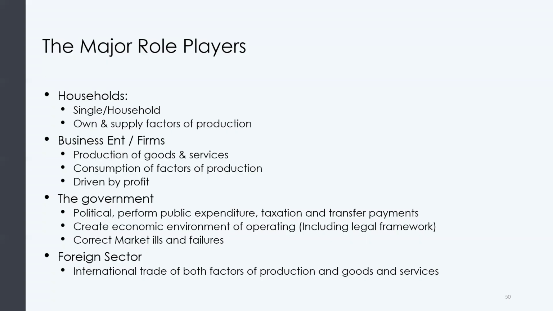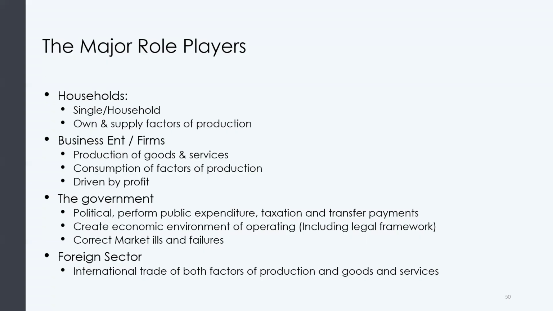So what have we learned there? We are saying that the factors of production needed to produce the different goods and services in an economy are all found in households. And that is the reason why households are important in an economy. Right? The second major role player is the business or the company or the firm.